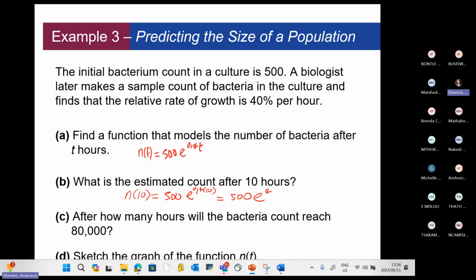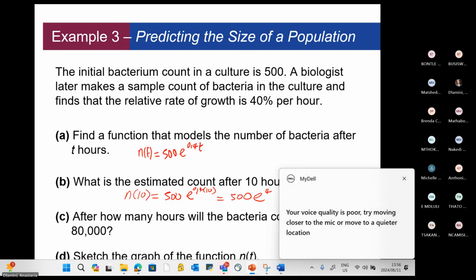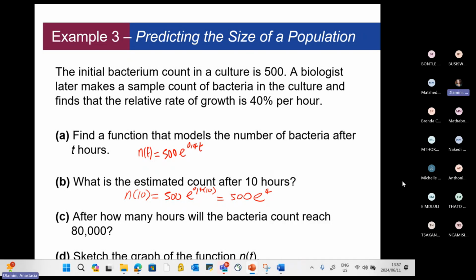Now they say, after how many hours will the bacteria count reach 80,000? How do we solve number c? Guys, how do we solve number c?